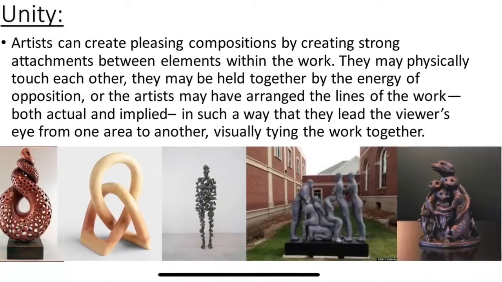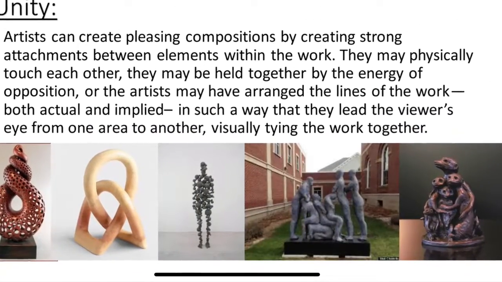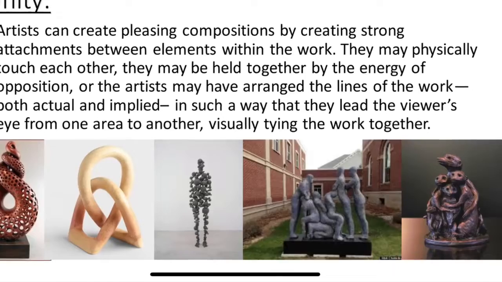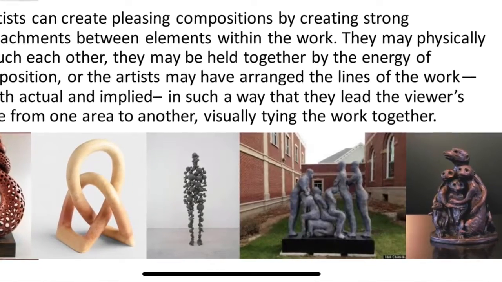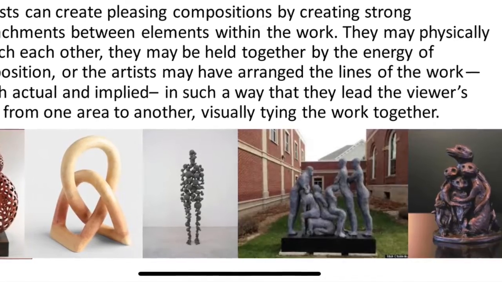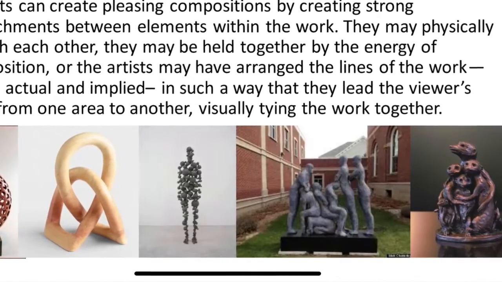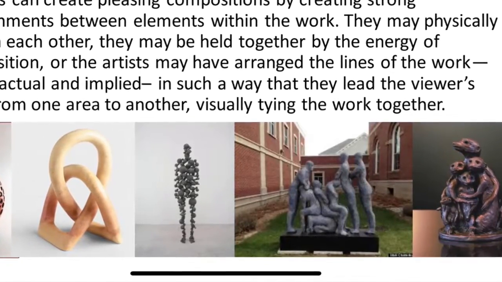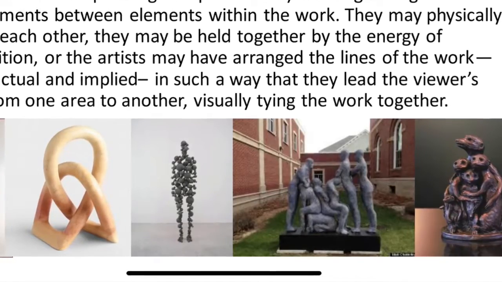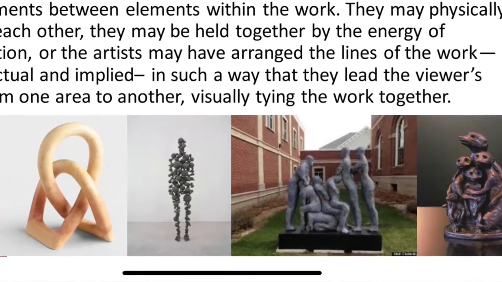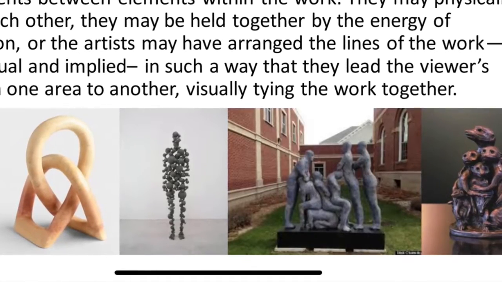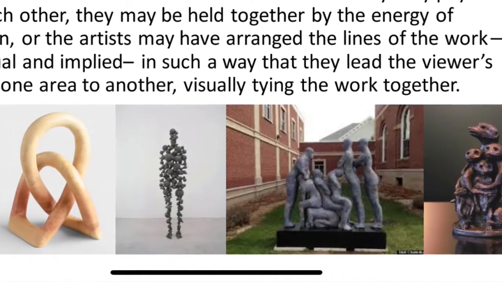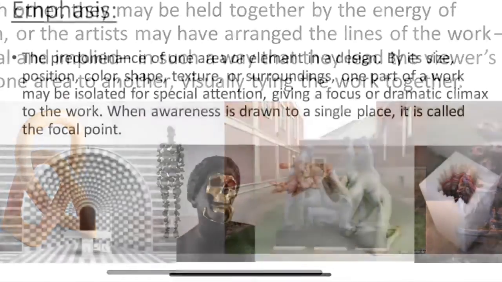The sixth principle is unity. Artists can create pleasing compositions by creating strong attachments between elements within their work. They may physically touch each other, they may be held together by the energy of opposition, or the artist may have arranged the lines of the work, both actual and implied, in such a way that they lead the viewer's eye from one area to another, visually tying the work together.